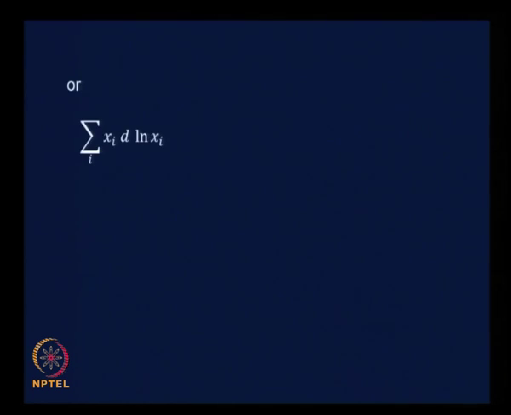This can of course be written in a compact form as sum over i xi d ln xi plus sum over i xi d ln gamma i equals 0. Let us call this equation 4a12. So, this is what we need to prove is 0. Therefore, now explicitly we need to prove that this is 0. This looks complicated, but it is not.